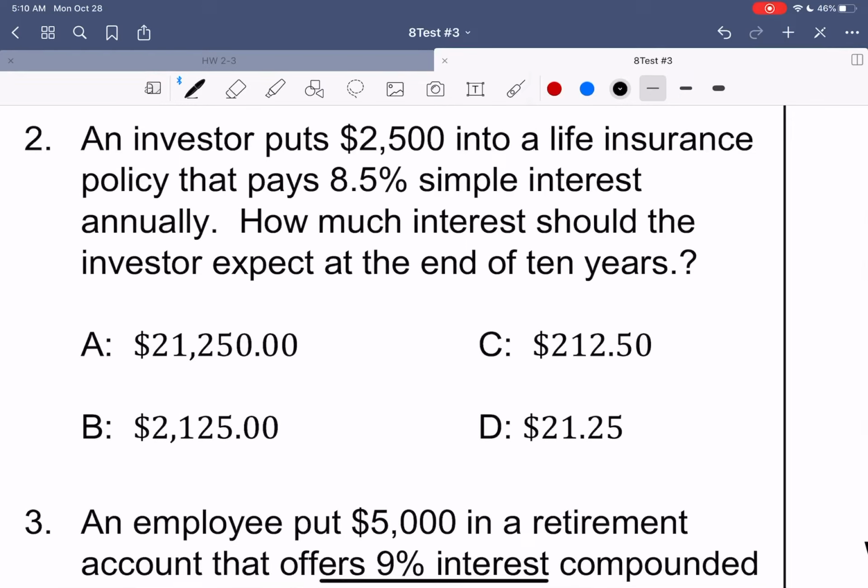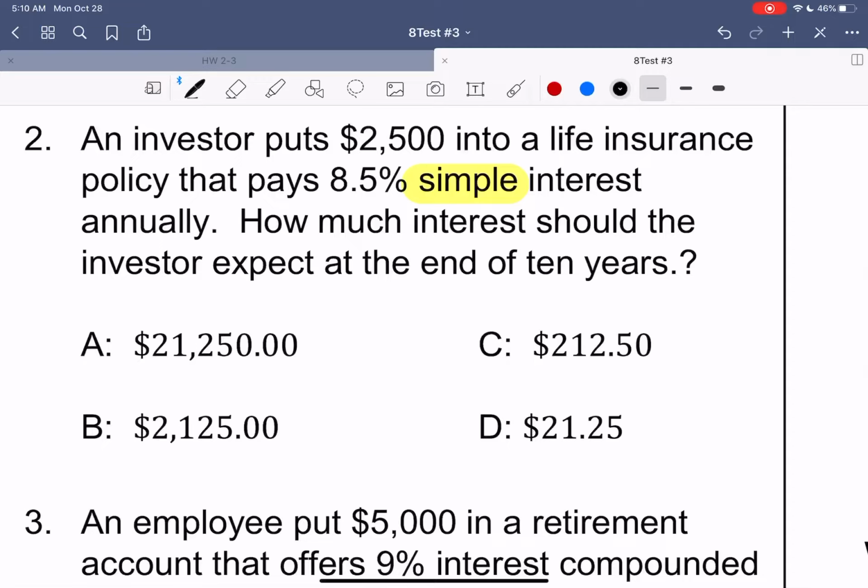Okay, now we have an investor puts $2,500 into a life insurance policy that pays 8.5% simple interest annually. How much interest should the investor expect at the end of 10 years? So if we are looking at what type of interest, we have that it was simple interest. This is to help us determine which formula we're going to use.